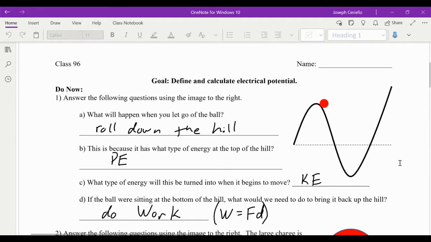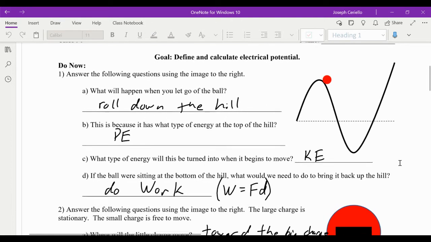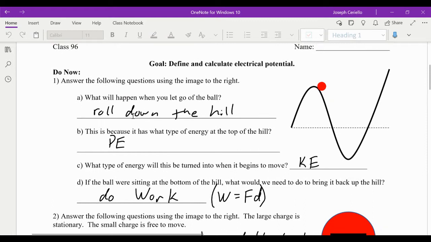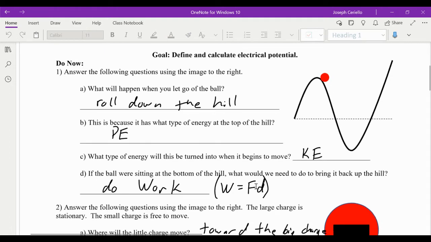All right, looking at class 96, we're going to introduce a new idea of electric potential. So in the do now, number one is all things you know. If you have a ball on a hill, it's going to roll down. That's because it has potential energy at the top, and it gains kinetic energy as it falls. If you wanted to move the ball up the hill, you would have to do work on it. You'd have to apply a force over a distance.